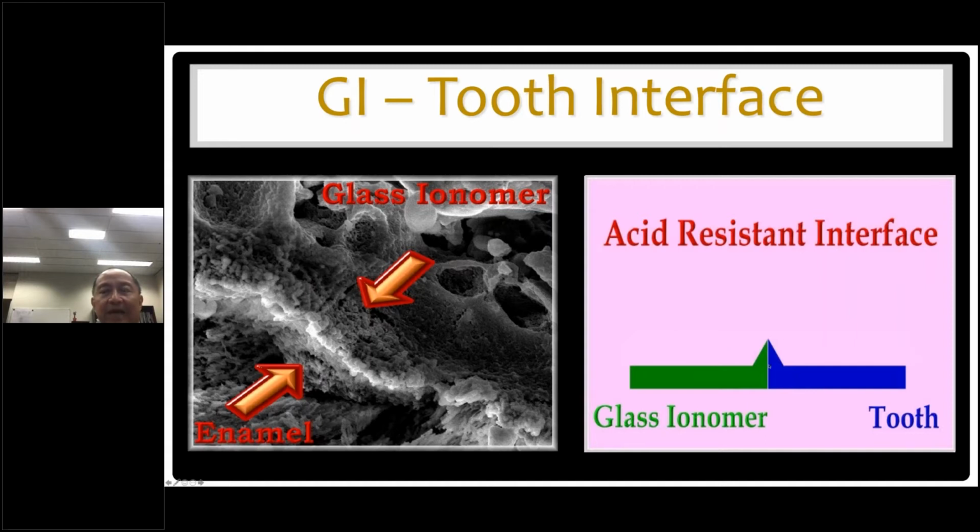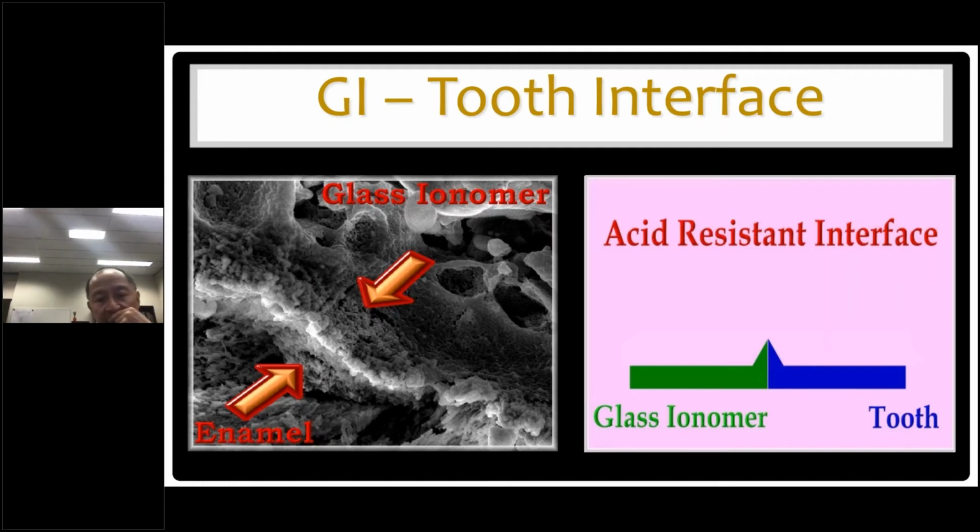It infers that the acid has attacked the tooth. The acid has attacked the glass ionomer cement, but the interface is a proud interface. It's more acid resistant than enamel, or more acid resistant than the tooth. That is a hybrid material. Inside this mountain, it contains elements of glass ionomer cement and tooth mixed together, and therefore it becomes resistant.